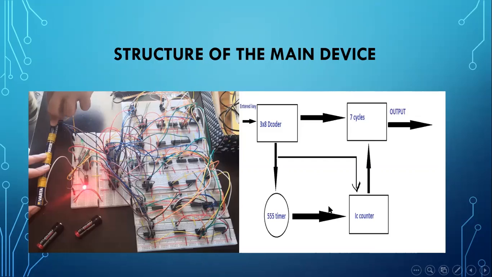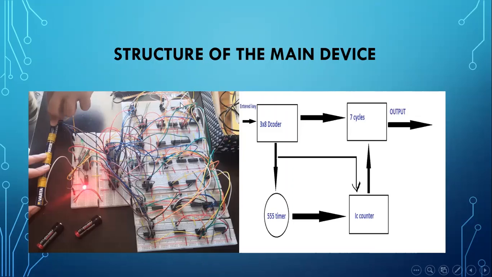The IC counter is connected to the 555 timer, which is actually here. And this one is a NAND gate, which is connected to the IC counter to make the loop from 0 to 9. That's about looping. It's also explained briefly in the report.